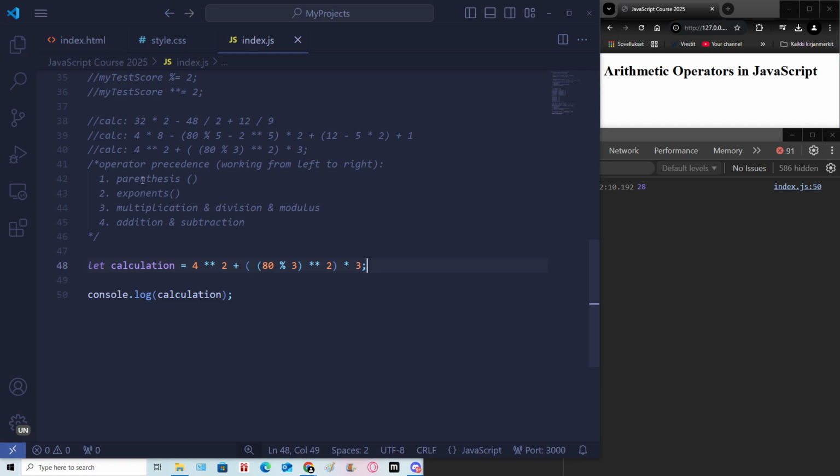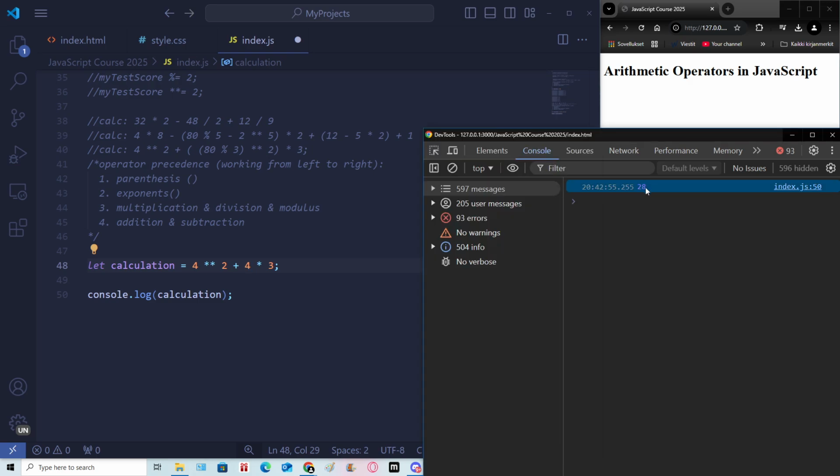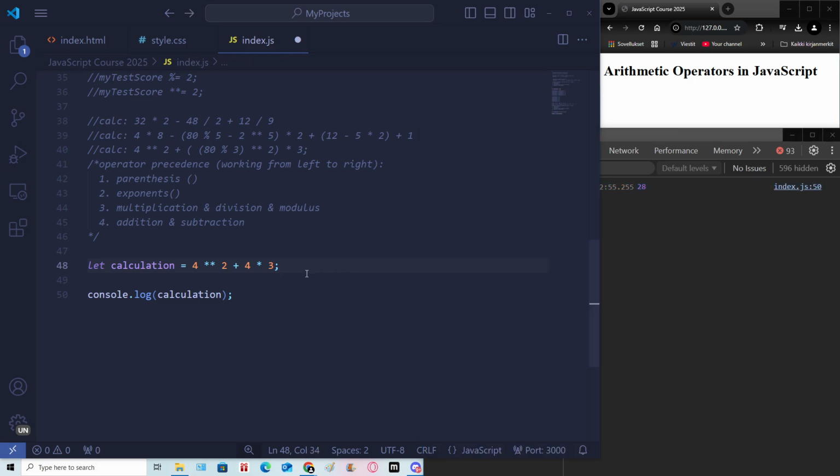So first, parentheses. Here is one pair, and inside we have 1 over here. So 80 divided by 3 and get the remainder, that's gonna be 2. Alright, and then 2 to the power of 2 is gonna be 4. Then we have all the stuff inside of the parentheses solved, so we can remove them. And I'm checking that I'm calculating correctly by looking at this number. If this stays the same, that means that I'm doing everything correctly. However, if this number changes, that means that there's some kind of an error.